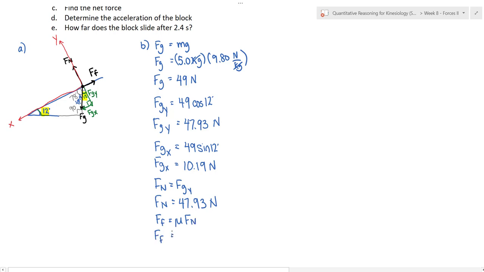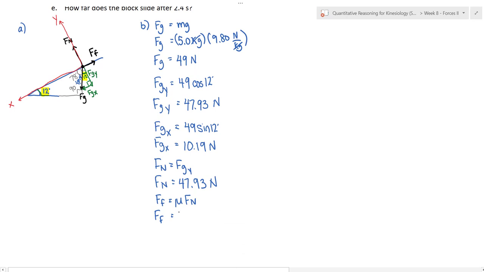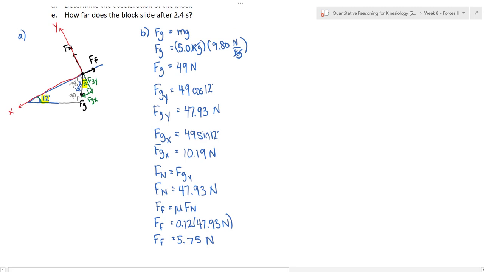So our force of friction is the coefficient of friction, which should have been given in the question. It's 0.12 times the normal force, which is 47.93 newtons. So I'm just going to multiply those, 0.12 times 47.93, and I get 5.75 newtons. All right, so now I know what all of my forces are. I know force of gravity, I know Fgy and Fgx, so I decompose my force of gravity into x and y components. I know my normal force, and I know my force of friction. All right, so I can move on to part C.